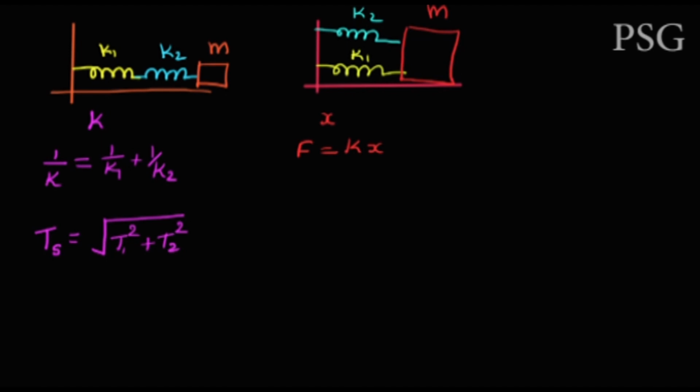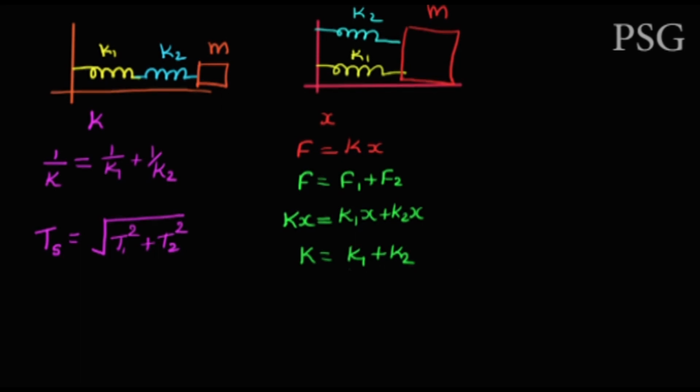So I can write F as the force of the first spring plus the force due to the second spring, that is k1 into x plus k2 into x, and this is some effective spring constant into x. So canceling x, I will get k is equal to k1 plus k2. Therefore, for a parallel combination of springs with spring constants k1 and k2, the effective spring constant value is the sum of the individual spring constant values.